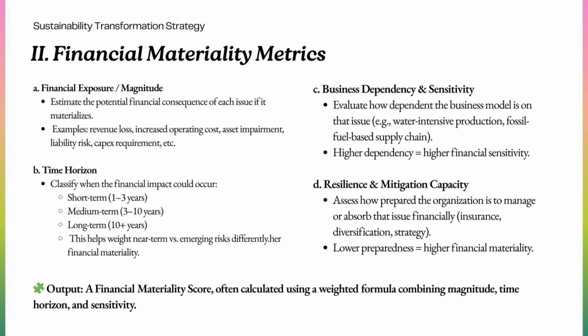Together, these dimensions are combined to produce a financial materiality score. This score is often calculated using a weighted approach that reflects magnitude, timing, dependency, and resilience. Again, the goal is not perfect precision, but consistent and transparent prioritization. Financial materiality metrics help companies understand which sustainability issues could most significantly affect enterprise value, and therefore require integration into risk management strategy and financial planning.